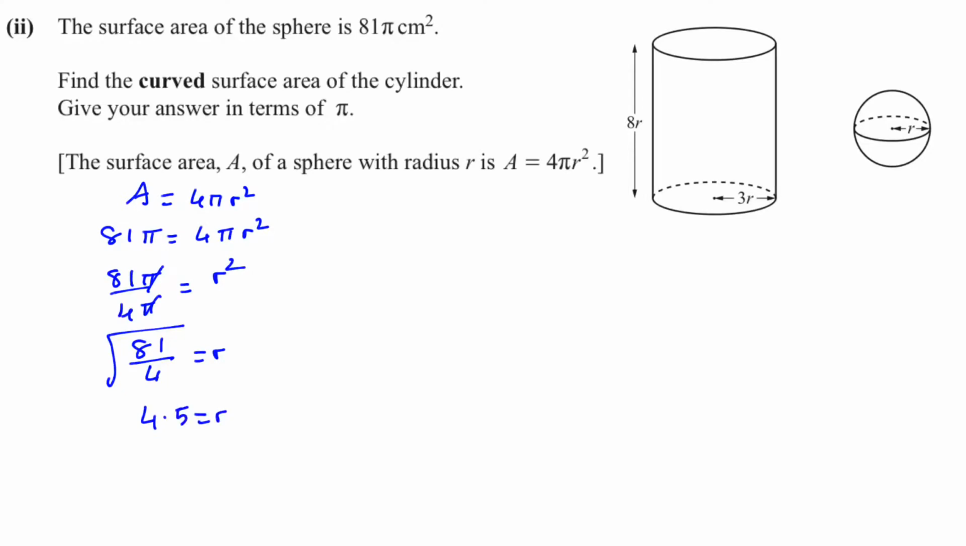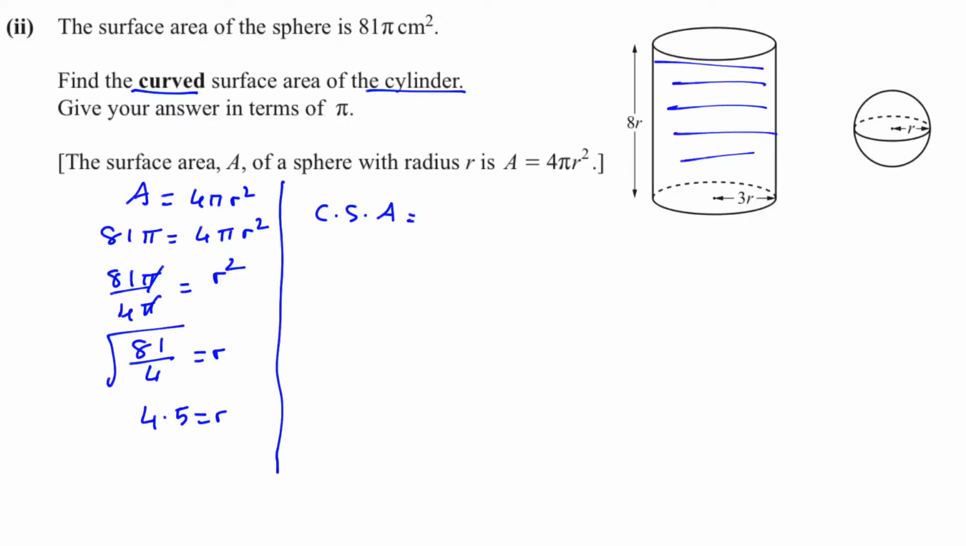4.5 is r. To find the curved surface area of the cylinder, we just want this part, not the top and the bottom part. That is 2 pi r h. What is our r?